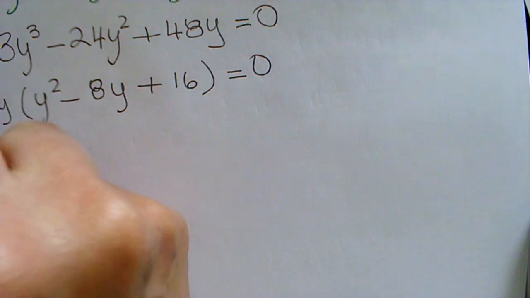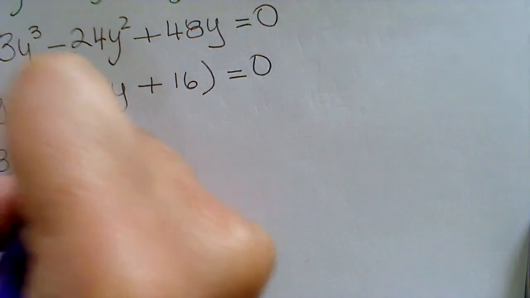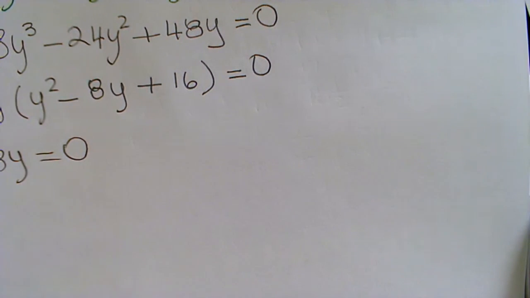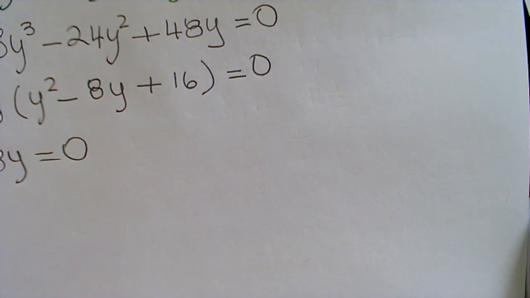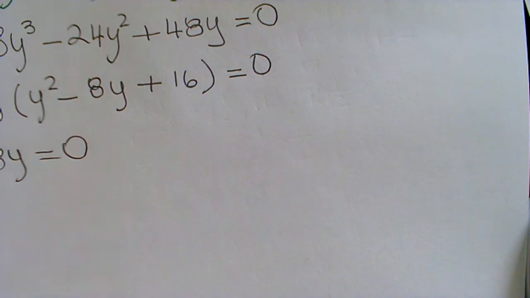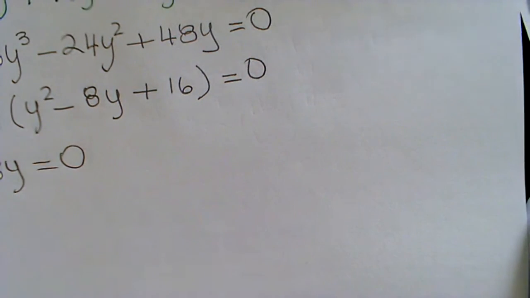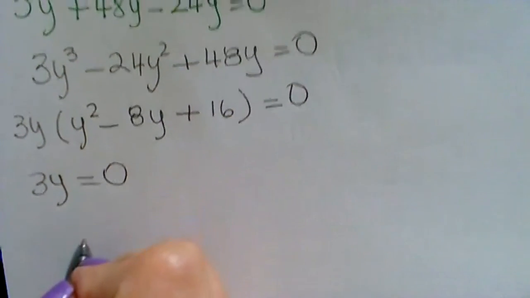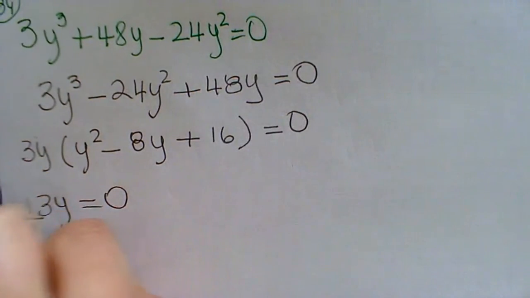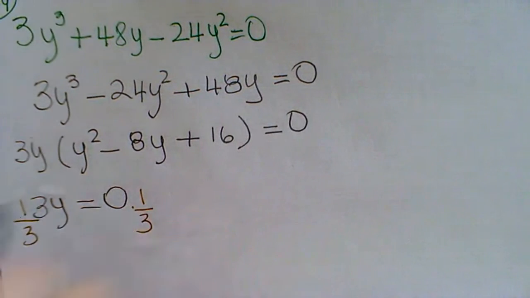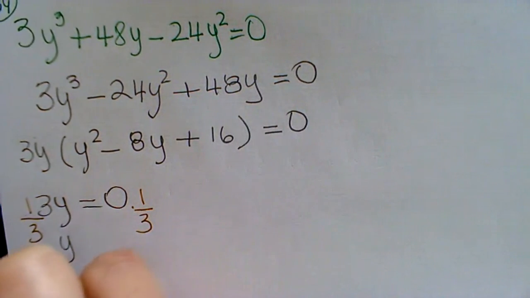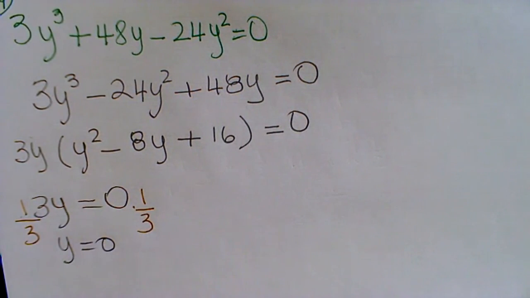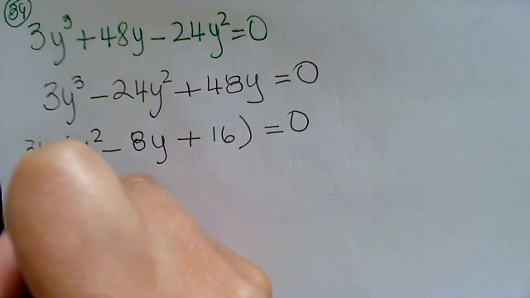All right, so we have 3y equals 0. So what do we get here? y equals 0. Right? Now, let's do this part.